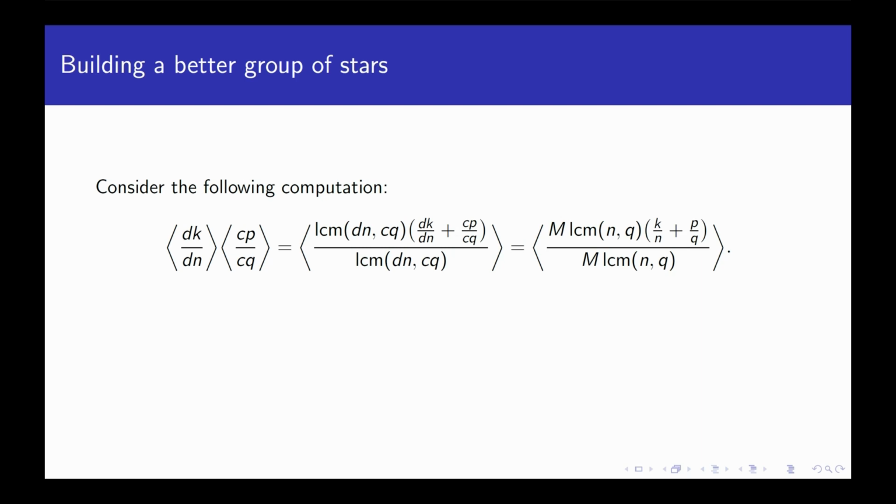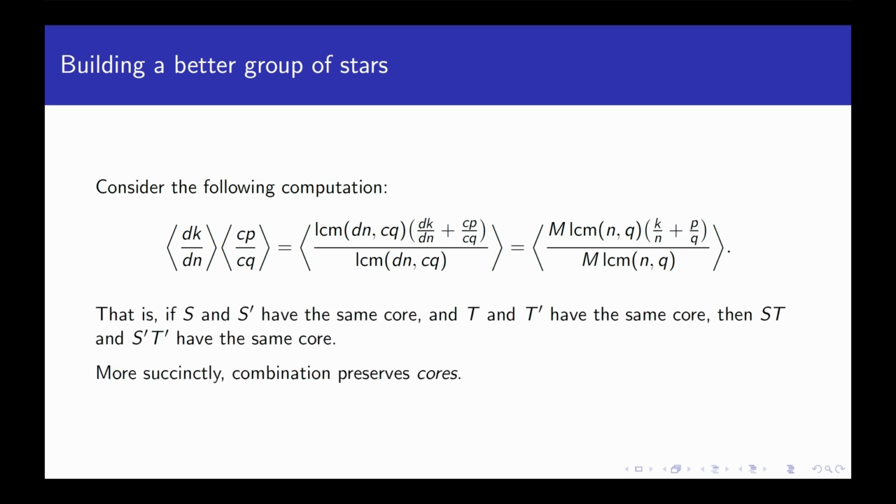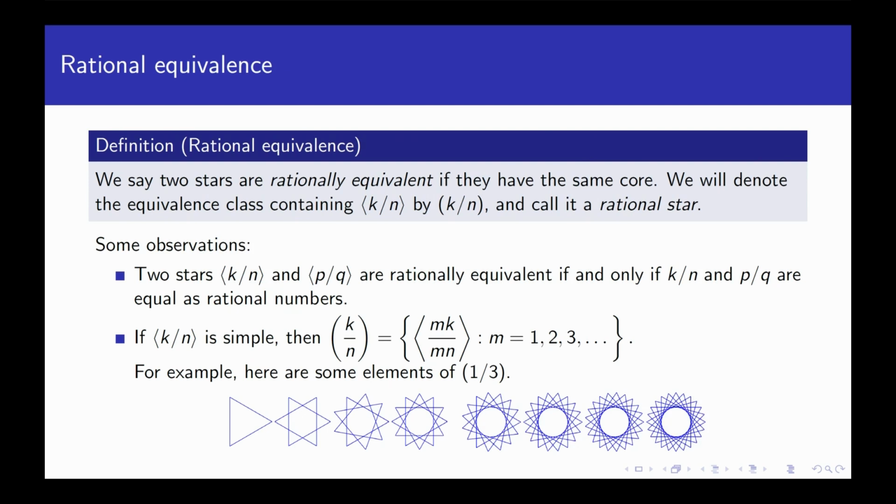All of these stars have the same core. This object right here has the same core as the combination of the cores of the other ones. This operation does not preserve simple stars, but it does preserve the cores of stars. So we're going to make an equivalence relation. We're going to say that two stars are equivalent if they've got the same core.